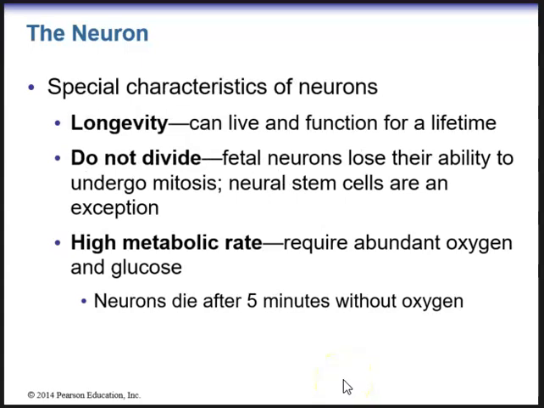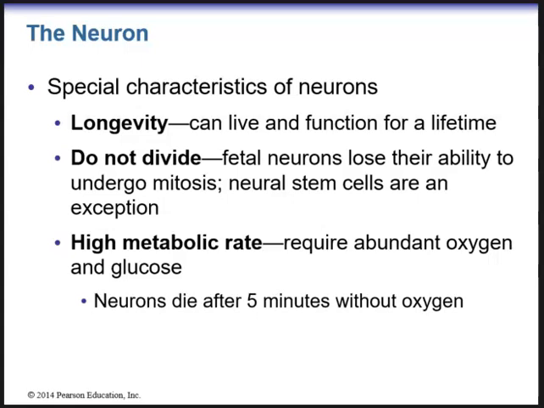We have different or special characteristics of neurons. One characteristic is longevity. A neuron can live and function for a lifetime. However, they do not divide. Fetal neurons will lose their ability to undergo mitosis. The only exception are neural stem cells. They also have a high metabolic rate and require abundant oxygen and glucose. Neurons will die after 5 minutes without oxygen.